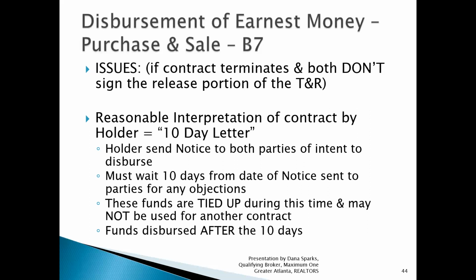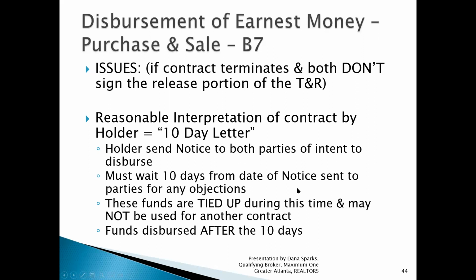So I have to be a neutral third party, go through the contract, interpret the contract, and try to figure out what the buyer and the seller agreed to regarding termination rights. I make that interpretation. I send out my intent to disperse the earnest money. And then before I actually send out the funds, I have to wait 10 days from the date of that notice to give the other party time to object if I've missed something in the contract. That's why it's called the 10-day letter.